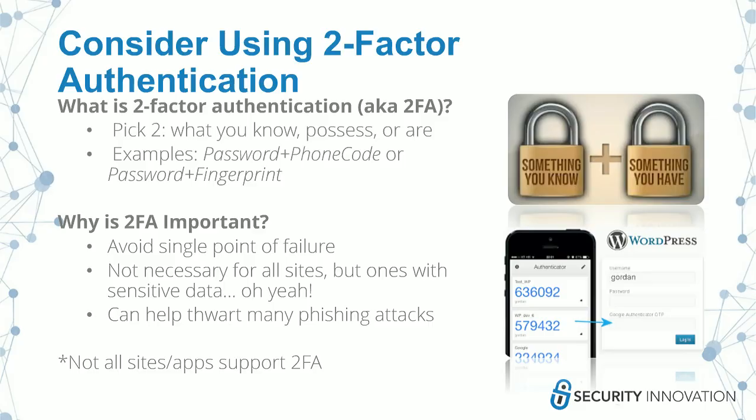Second factor is it can also be something you are. So not necessarily something you have, but also something you are. And something you are is things like your biometrics, right? It could be your fingerprint. So your password and your fingerprint, that's also two-factor, right?